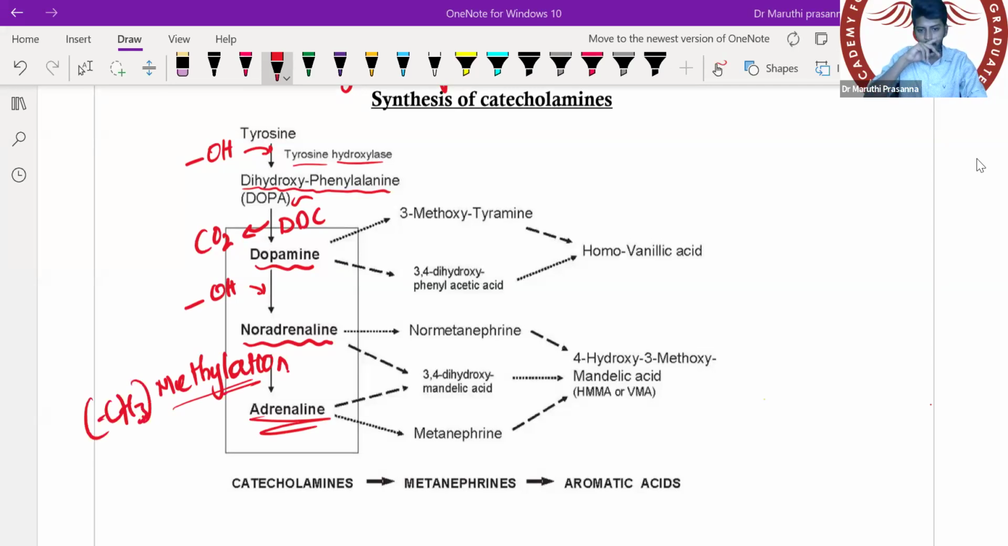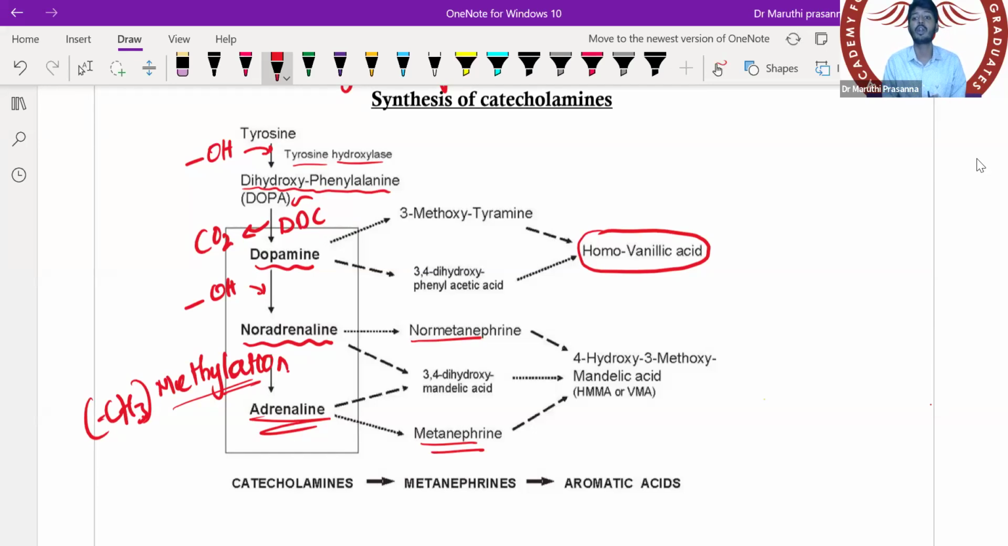Now these catecholamines can undergo breakdown also. They act on the sympathetic nervous system and then undergo breakdown. Dopamine will break down into homovanillic acid, noradrenaline will get converted into normetanephrine, and adrenaline will get converted into metanephrine.